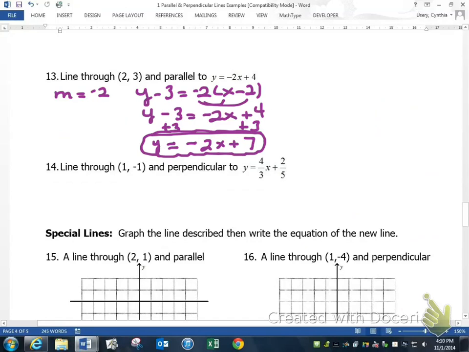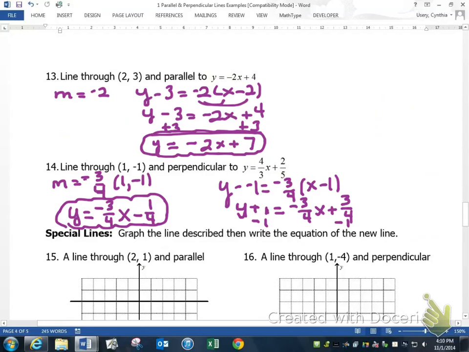Line through 1, negative 1 and perpendicular to y equals 4/3 x plus 2/5. Let's pause, work through this one, and compare. Okay, I got y equals negative 3/4 x minus 1/4. Pause and compare your work if needed. Let's go on to special lines.